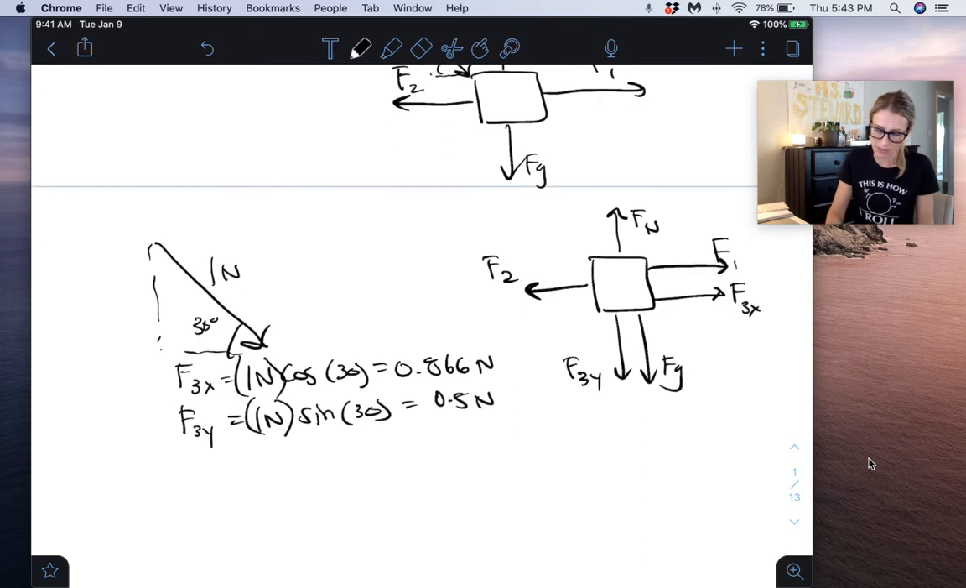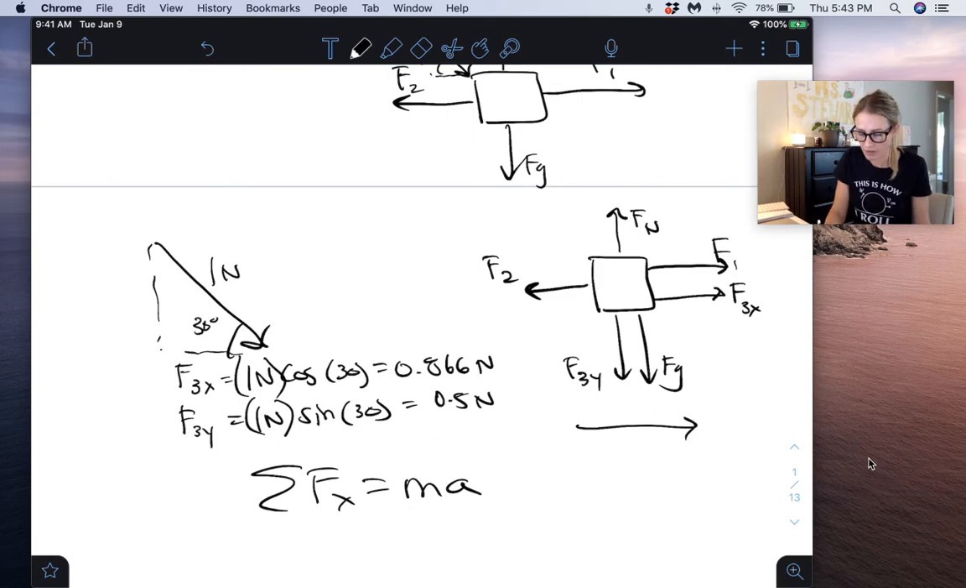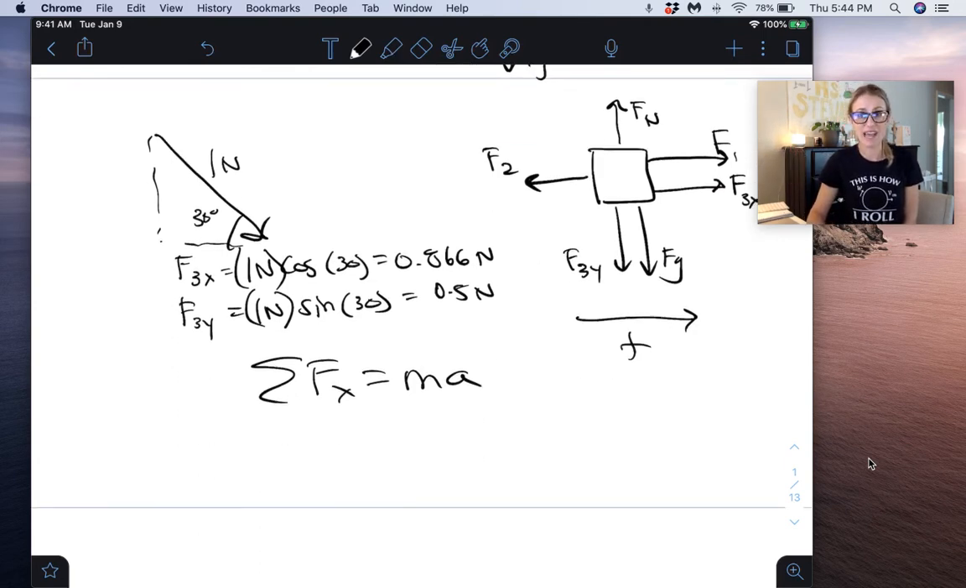Okay, so we know that we're accelerating in the horizontal direction, so we are concerned with those horizontal forces. So my net force in the x direction will be equal to mass times acceleration. Now I'm going to call right positive. It doesn't really matter which direction you call positive. I usually try to call the direction of acceleration positive, but I don't really know what direction the acceleration is right now. So if I get a negative number for my acceleration, I'll know that the acceleration is pointed in the negative direction, the other way.